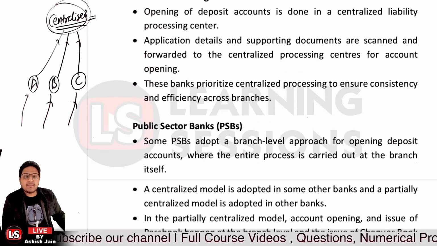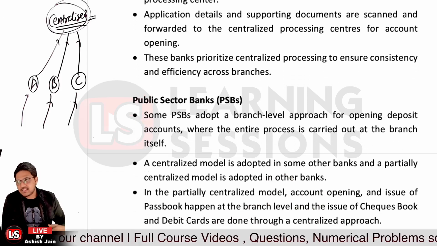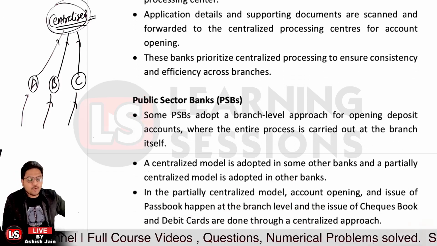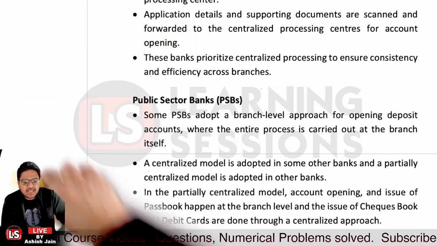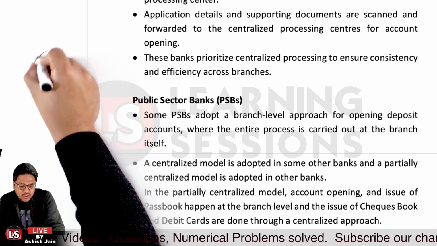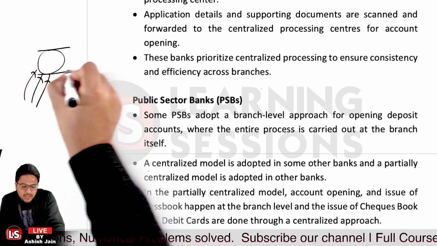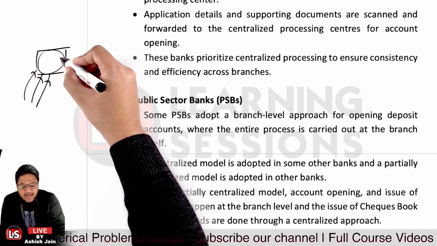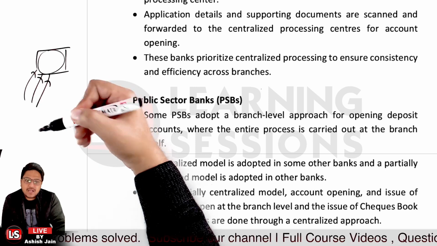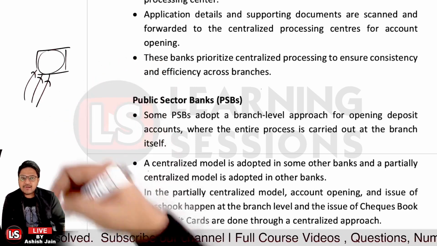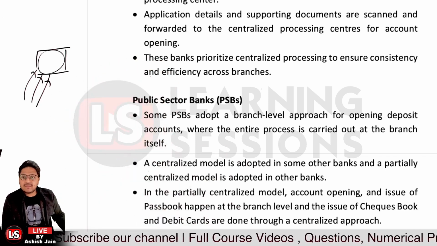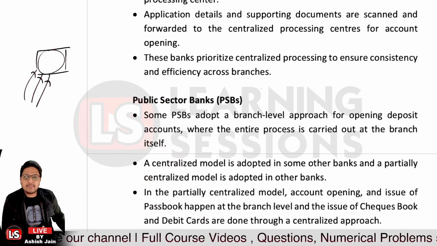And in the case of the public sector banks, it may be that a centralized system is there, or the branch level approach can be followed. In the branch level approach, you obtain the account opening form from the customers, and you open the account of the customer at the branch level itself. That's a simple branch level approach. The centralized approach may also be followed by the public sector banks, so both approaches can be followed, right?